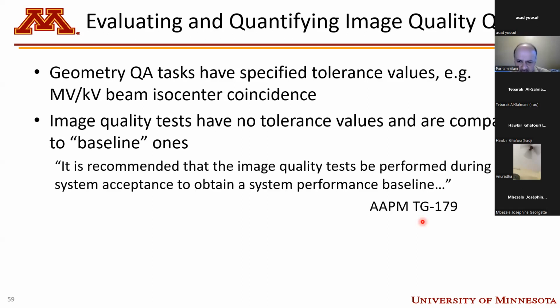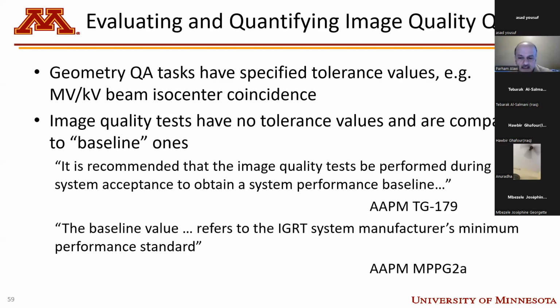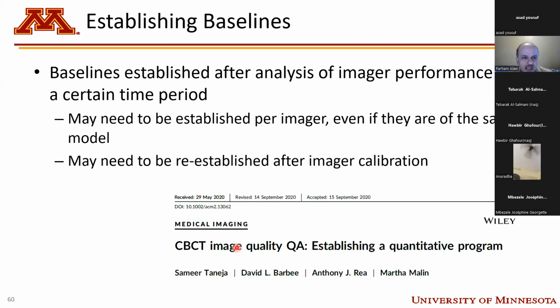AAPM TG-179 specifies that the test be performed during system acceptance to get your baseline. Again, that's your acceptance and commissioning task. AAPM Medical Physics Practice Guideline 2.a says the baseline value refers to the IGRT system manufacturer's minimum performance standard. So these are very similar but slightly different. Establishing baseline has been the subject of some work.